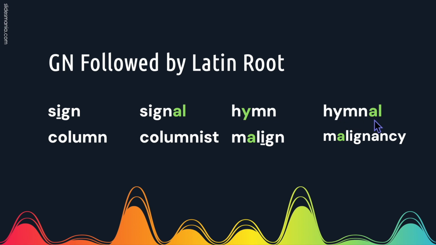Here we're going to add the muffled suffix ul to get hymnal, where you can clearly hear the N sound. Here we have column with a silent N, and when we add the suffix ist, it becomes columnist. Here we have a word that looks like a line from a previous screen, but we've just added an M, so it's malign. But when we add some suffixes, it becomes malignancy, where the N sound is clear.